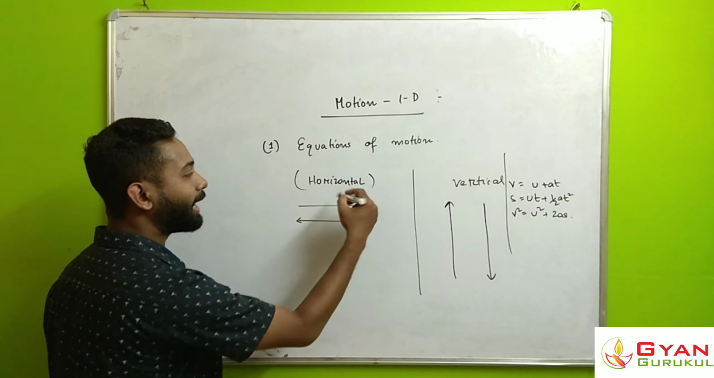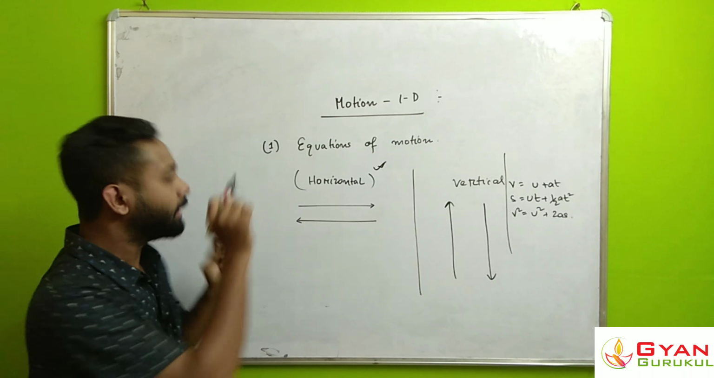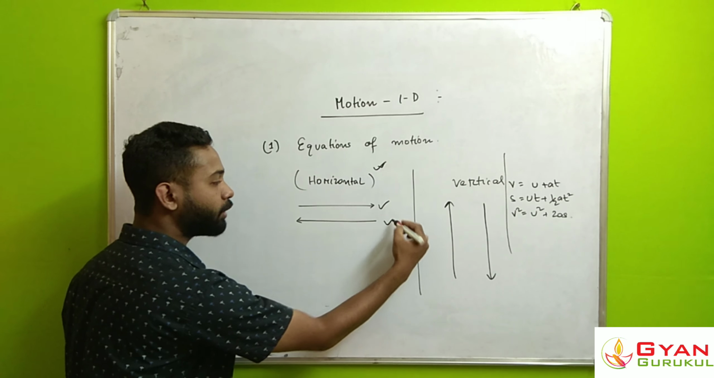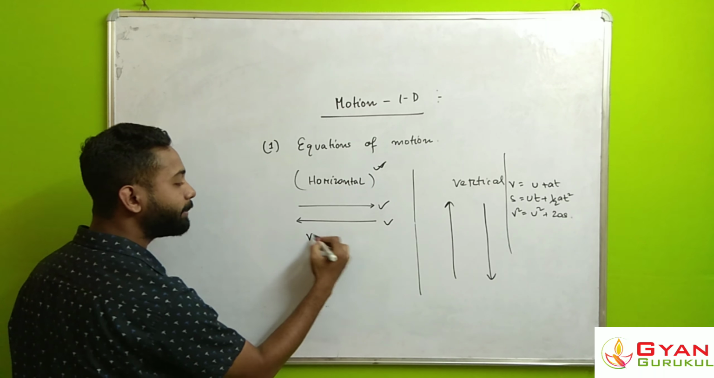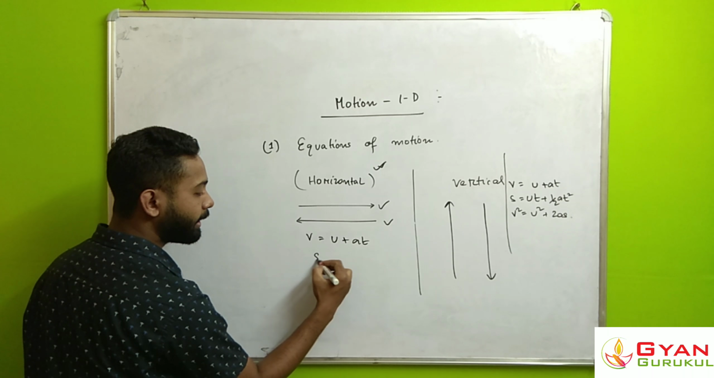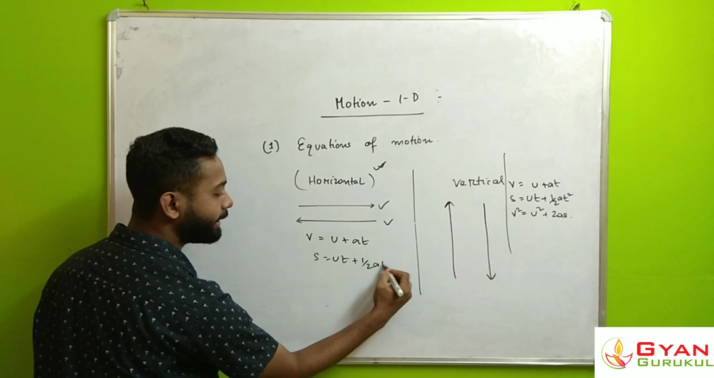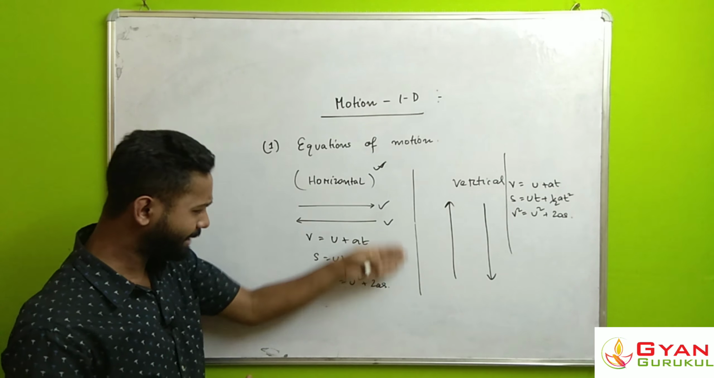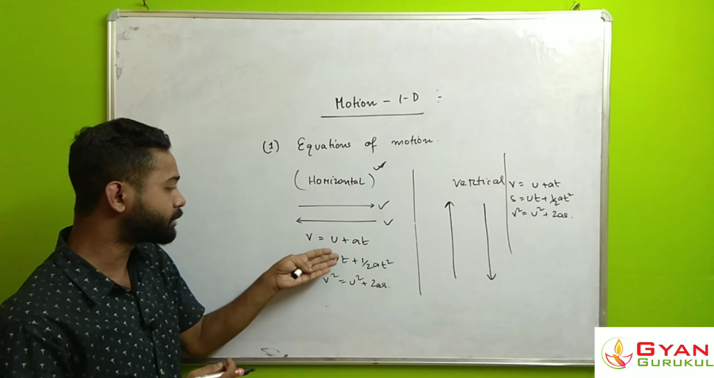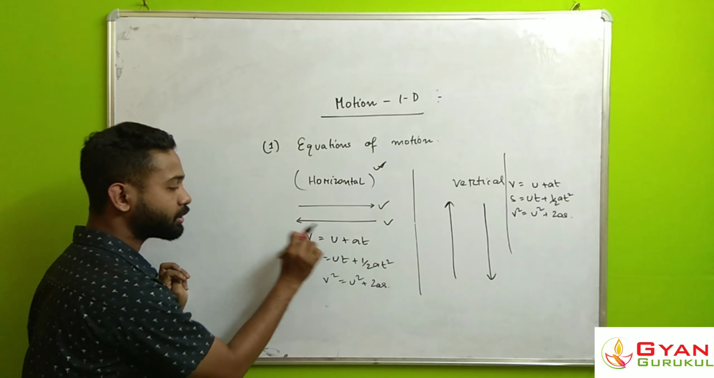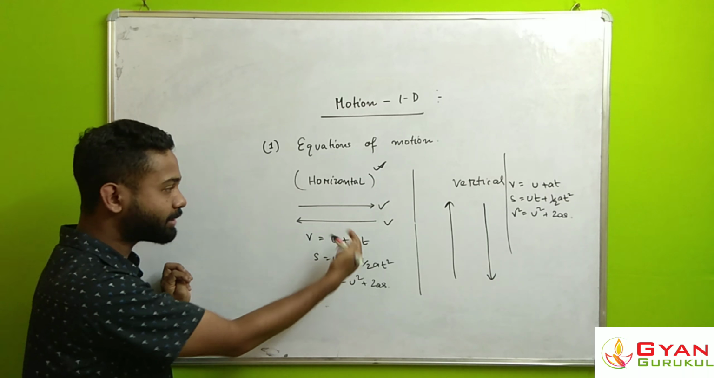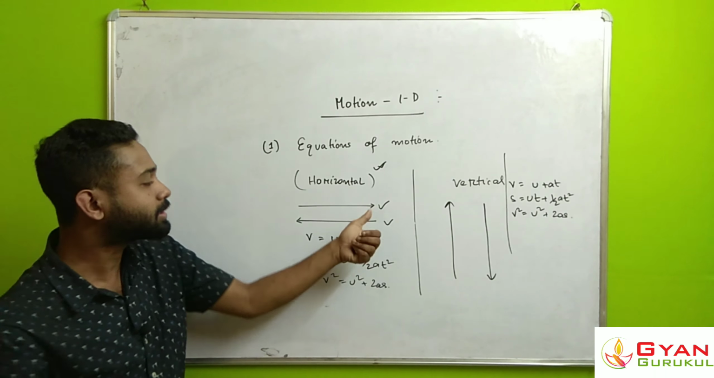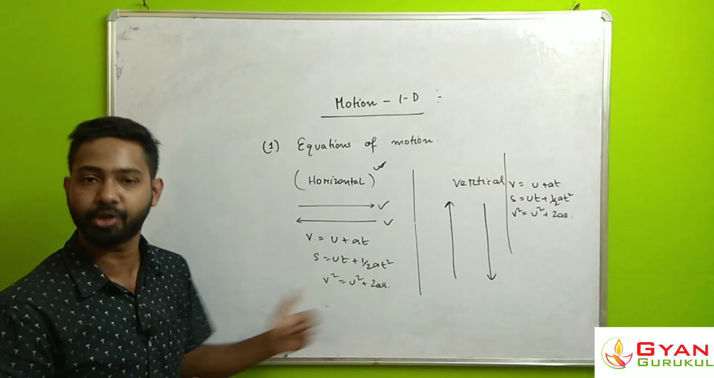When we consider the horizontal cases, we can actually use these equations directly. For both the right way and the left way motions, the 3 equations actually remain the same: v equals u plus at, s equals ut plus half at square, v square equals u square plus 2as. This is basically the same set of equations that you are using. Now if we consider velocity directionally, with magnitude and a direction, then if it goes in the opposite direction the sign of velocity would change, and accordingly the sign of acceleration would change too.